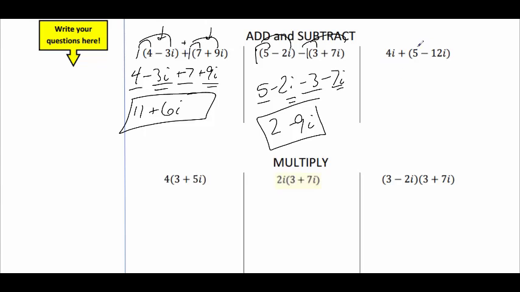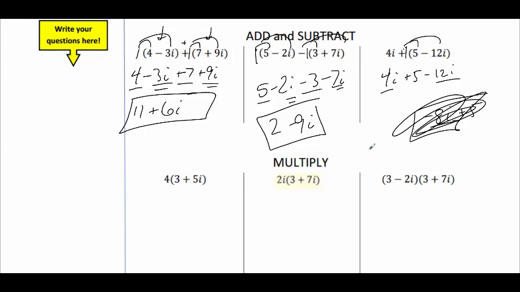Pause the video. 4i times 1 plus 5 minus 12i. Distribute, distribute. I get 4i plus 5 minus 12i. Combine, combine. That makes a negative 8i plus 5. Boom. There's our answer. No, it's not.